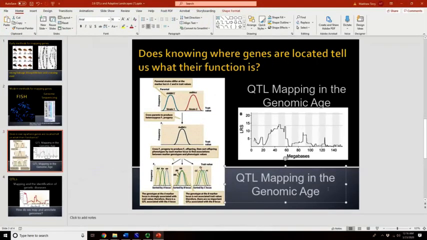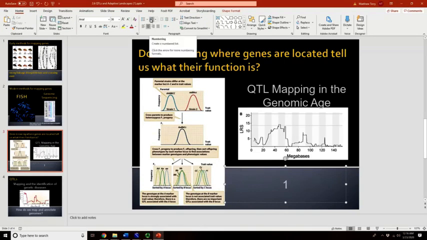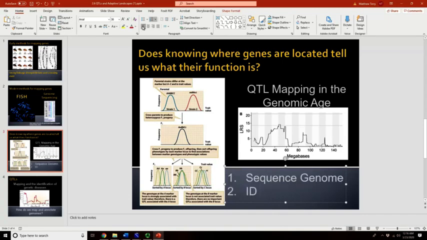Number 1, to do a QTL study, the very first thing that we need to do is have a sequenced genome. So 1, sequence the genome. That's maybe a gimme, but we'll put it here anyway. The next thing we have to do is identify genetic markers. There are a number of genetic markers, and the most common one is called a SNP. You don't need to remember that name, but a SNP is an acronym that stands for single nucleotide polymorphism.